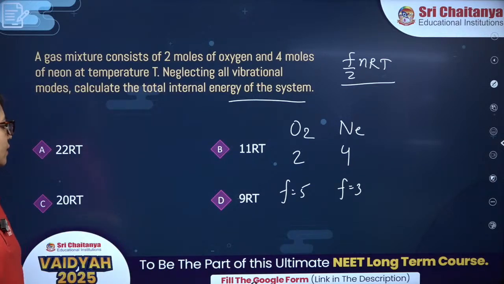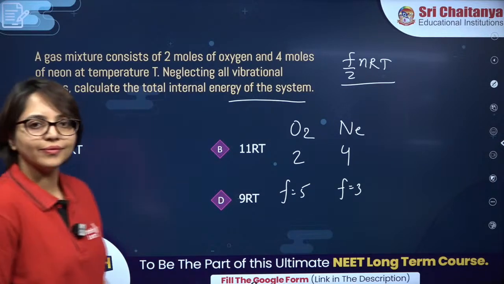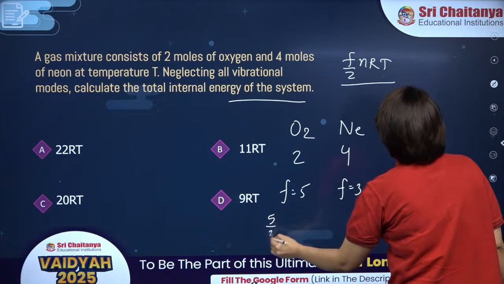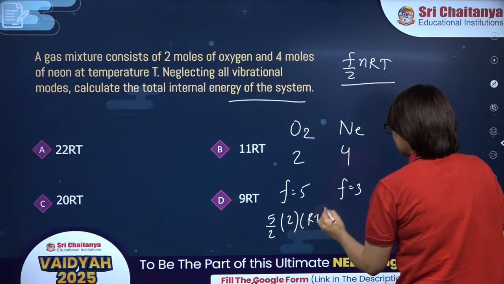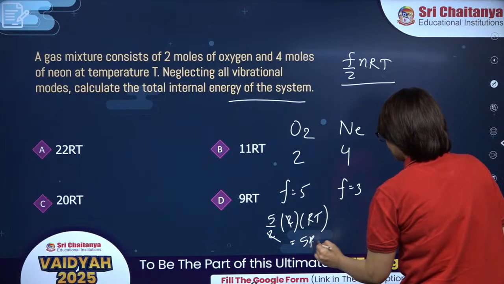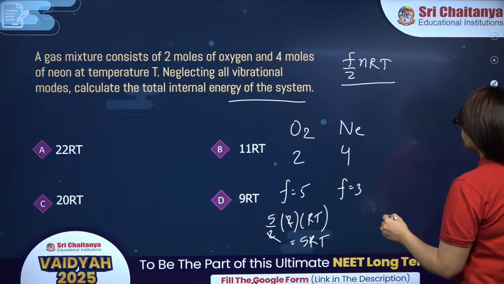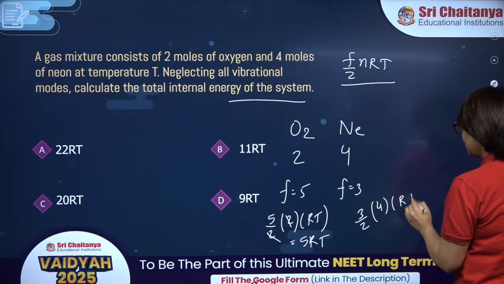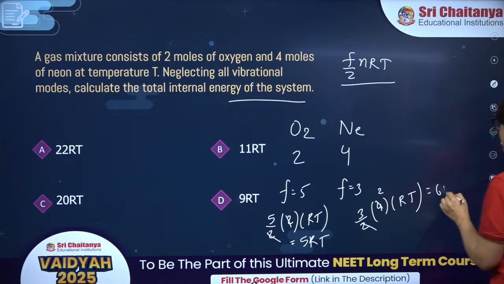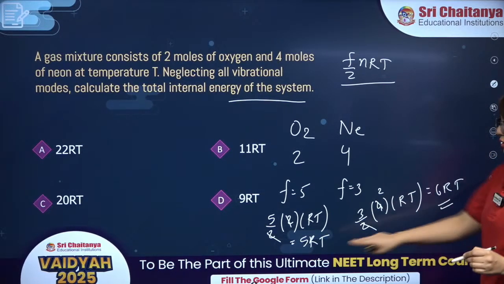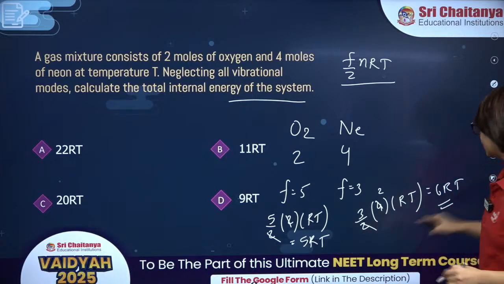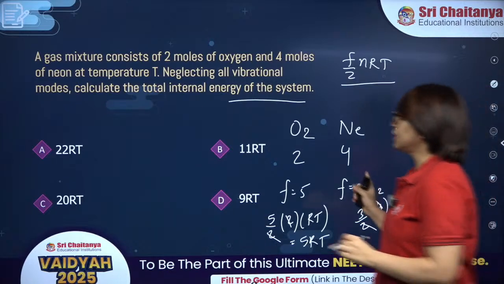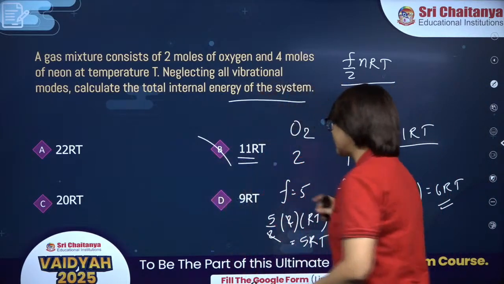Option D, alright. Chaliye, try this one. For oxygen, F by 2, 5 by 2, n is 2 into RT. So it will be 5 RT. And for neon, it will be F by 2, 3 by 2, n is 4 into RT. It will be 6 RT. So total energy will be 5 RT plus 6 RT, 11 RT. So it should be option B. Option B is the correct answer.